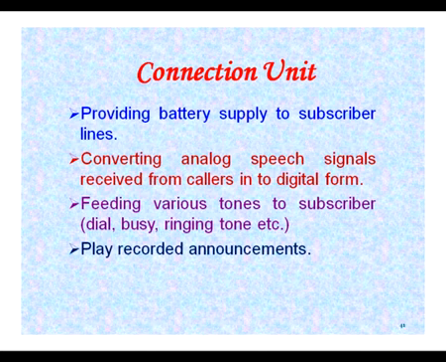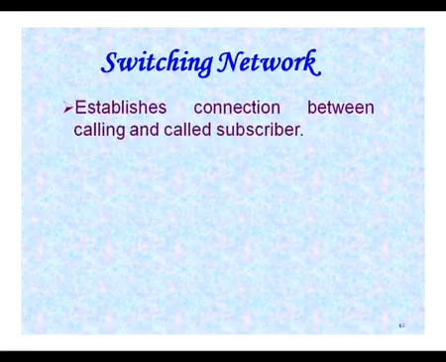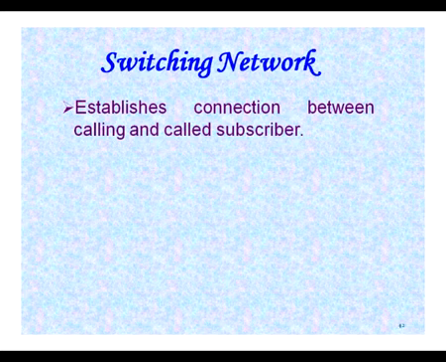Also, it can play recorded announcements. Sometimes you get a message that this number cannot be reached, or the caller is right now busy, please dial after some time. These recorded messages can also be fed through this connection unit only. Now the switching network, which is the main workhorse, establishes the connection between the calling and the called subscriber. This is the basic work that is happening through this switching network.